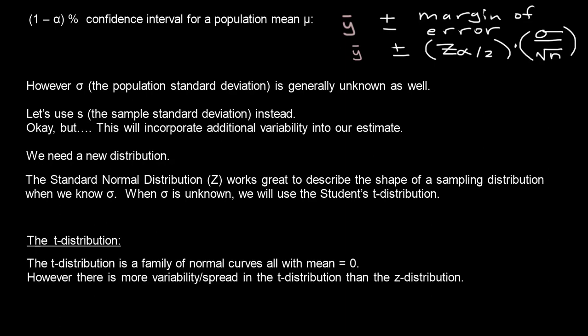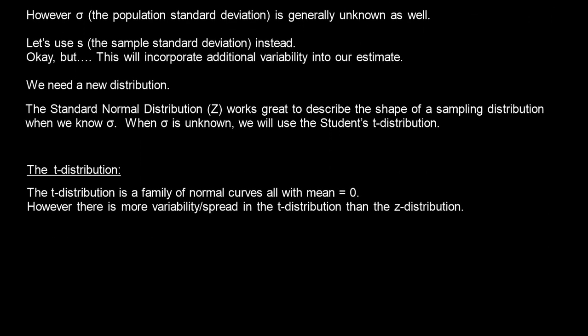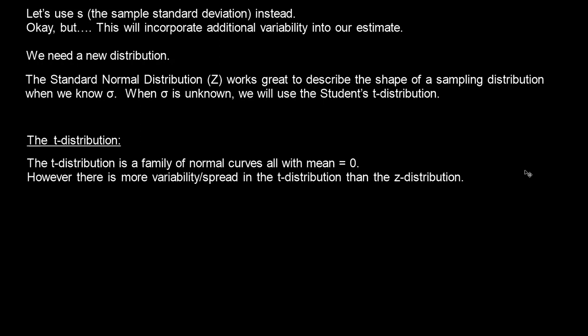So the t-distribution is a set or a family of normal curves, and they all have a mean of 0. A family of curves just indicates that there are multiple of them. It's not just one. It looks like a normal distribution, except that there's going to be more variability or more spread in these t-distributions. So I'm going to draw a picture here. If you have the standard normal distribution here in blue, I'm going to call that Z.